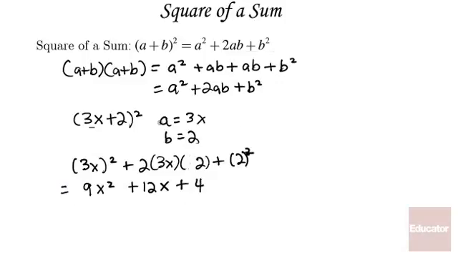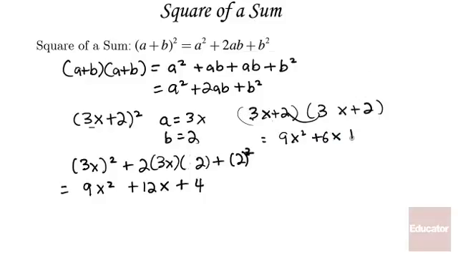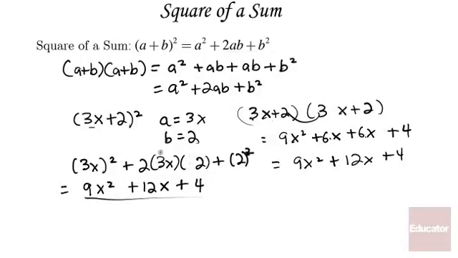And I could actually do this using the FOIL method just to show that it would come out the same. 3x plus 2 times 3x plus 2. If I multiply my first terms, I'm going to get 9x squared. My outer terms, I'm going to get 6x. My inner terms, I'm going to get 6x. And my last term is going to give me 4. And I figure that out, and it comes out to 9x squared plus 12x plus 4. So this is giving me the same answer, but more quickly. I have to go through fewer steps using this formula.